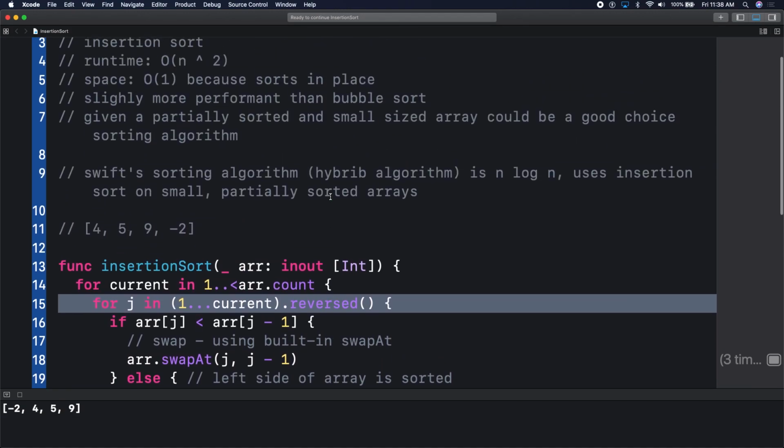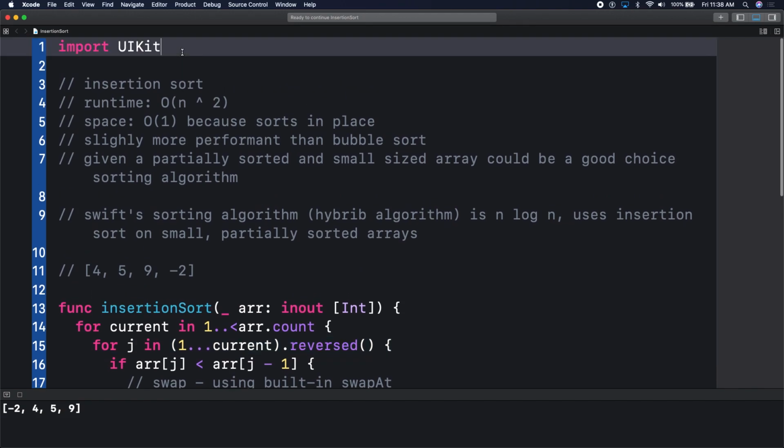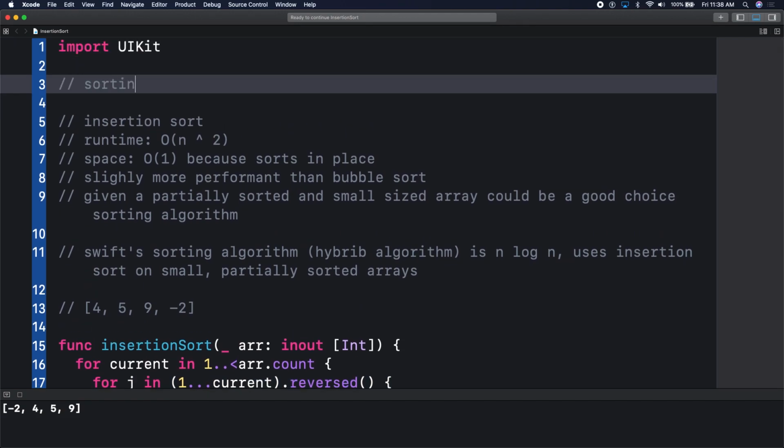All right, so looking ahead, sorting algorithms. We have big O of n squared sorting algorithms, and we have n log n.